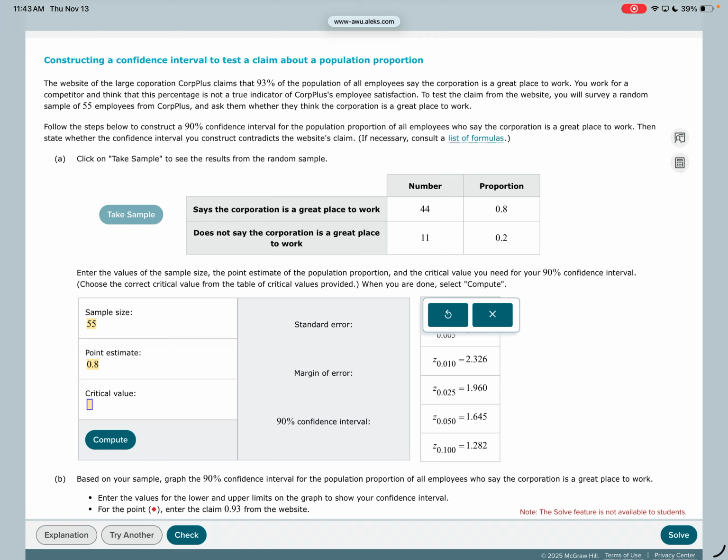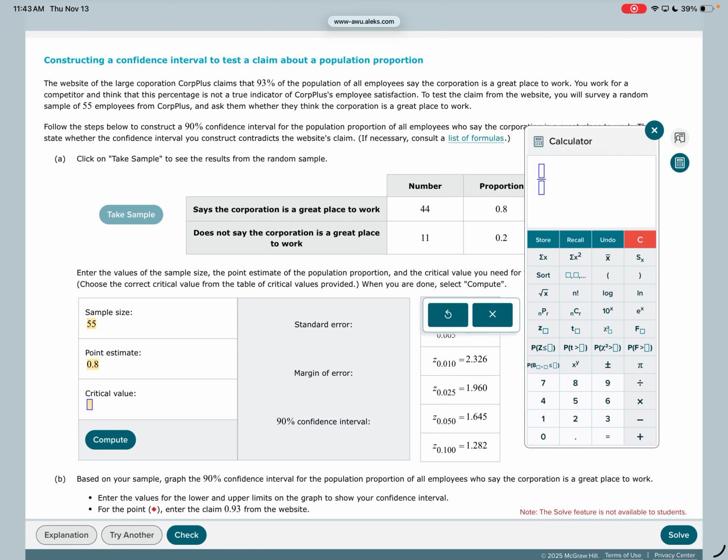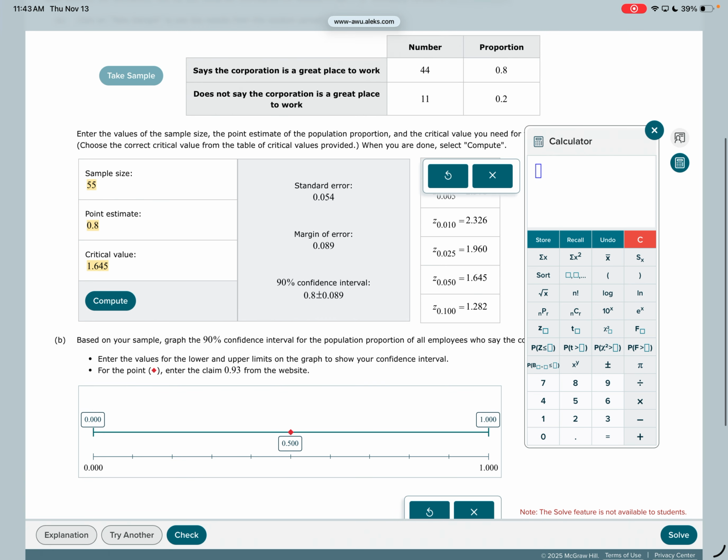1.645 is correct. If you forget, 100% minus 90%, that means there's 10% on the outside, divided by 2 for each tail. So 0.05, 1.645. And now we do this. So it's 80%. Oh my goodness. 80% plus or minus 0.089. Oh my goodness, my margin of error is almost 9%. Okay. So then we have a small number to work with here, or a lot of variation or something.